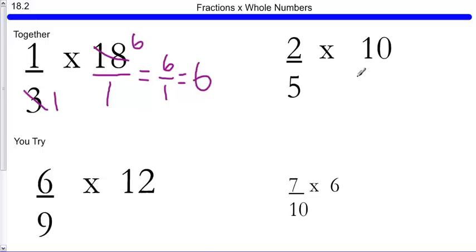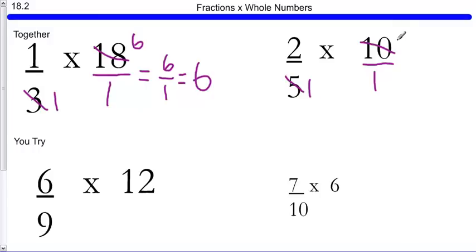So let's try 2/5 times 10. First thing we do is we make my whole number, which is 10, into a fraction. All I do is put it over 1. Can I simplify the 2 and the 1? No, I can't. Can I simplify the 5 and the 10? Yes, I can. I'm going to divide them both by, if you said 5, you're correct.